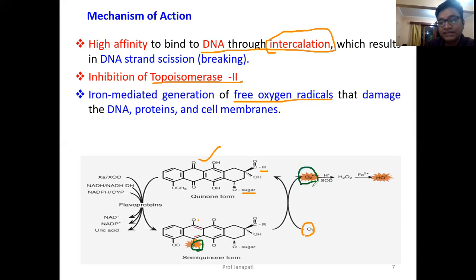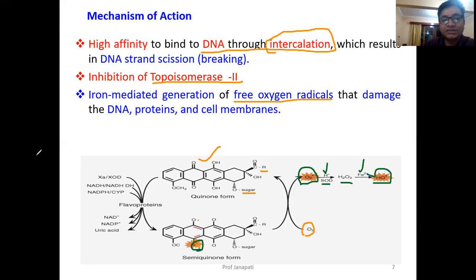Now this superoxide is very dangerous, very dangerous. So in the body, there is one enzyme called superoxide dismutase. Superoxide dismutase, in the presence of hydrogen, you are getting hydrogen peroxide. Now hydrogen peroxide will react with ferrous iron, which is present abundantly in blood, to form the hydroxyl free radical.